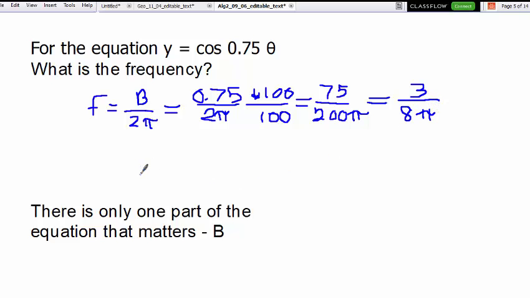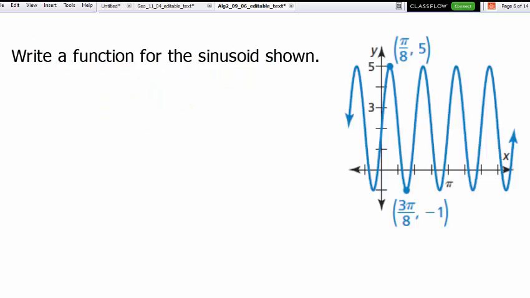The only part of the equation that I'm going to care about is going to be b. Frequency equals, instead of 2 pi over b, b over 2 pi. I also need to be able to write equations of lines that I see.